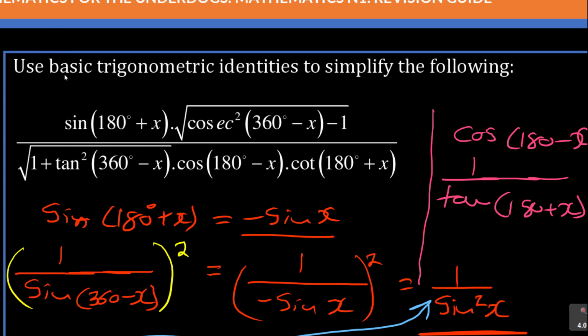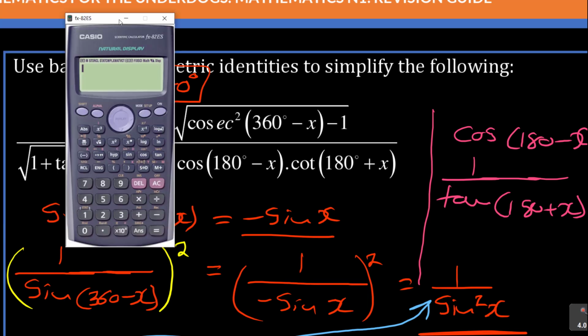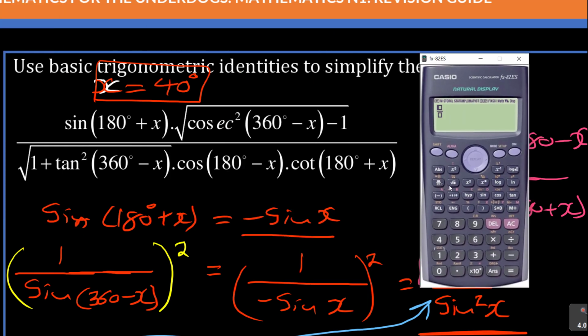So let's choose any value of x. Let's say x is equal to 40 degrees. Let's use 40 degrees for argument's sake. We try to put this in the calculator. We need to be very sensitive here. It's too full, but let's try. Fraction. Now sin of 180 plus 40. Remember my x is 40.